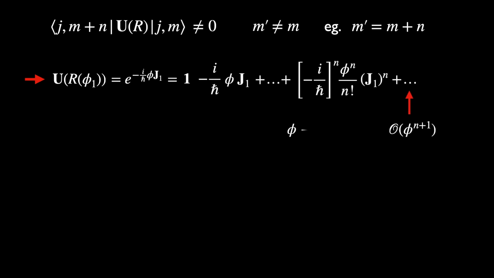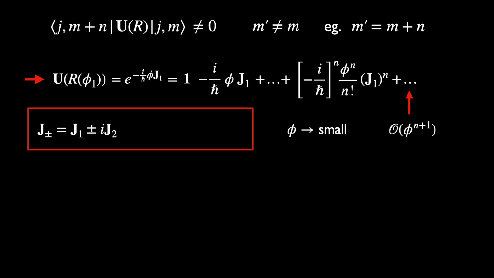We shall assume the angle phi to be small, such that higher order terms may be neglected. Recall the definition of the ladder operators for angular momentum along the z-axis. We can invert this and express j1 in terms of j plus and j minus, and substitute this into our expansion to evaluate the matrix element above.